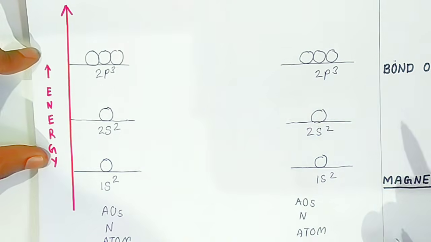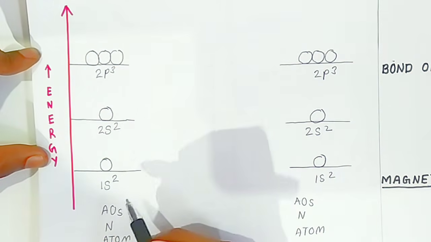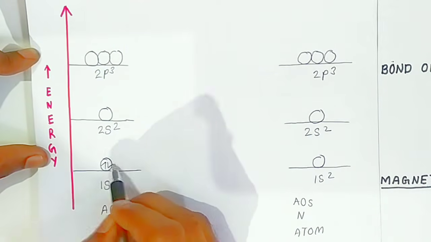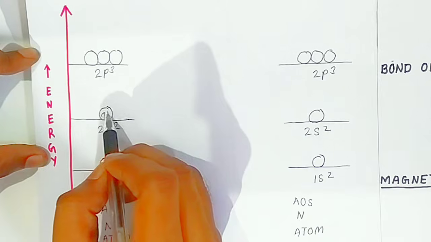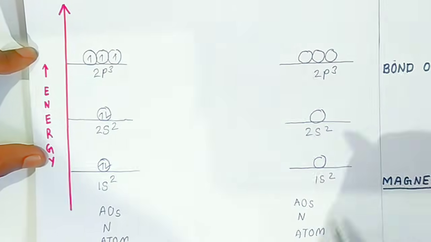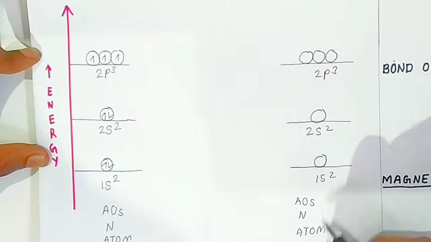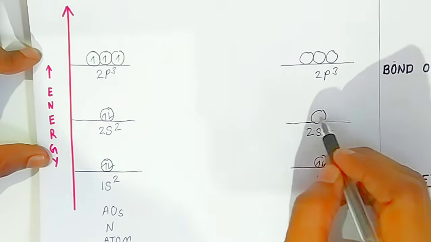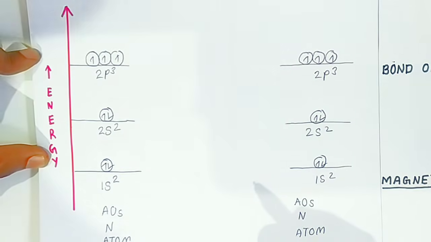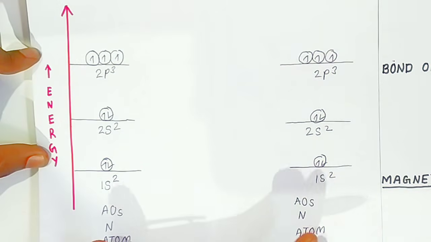Okay students, now we are going to distribute the electrons in the atomic orbitals. Now 1s2, that means 2 electrons, 2s2, 2 electrons will be paired like this. 2p3 students, 1 electron each we are going to put like this. Same thing is happening in this nitrogen atom also. 1s2, 2s2 and 2p3. Okay students, now when these atomic orbitals overlap they will form the bonding and anti-bonding molecular orbitals.